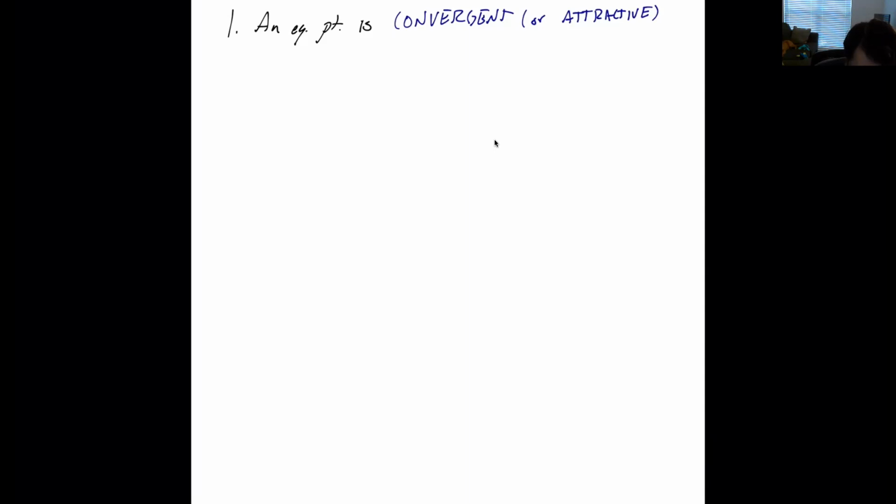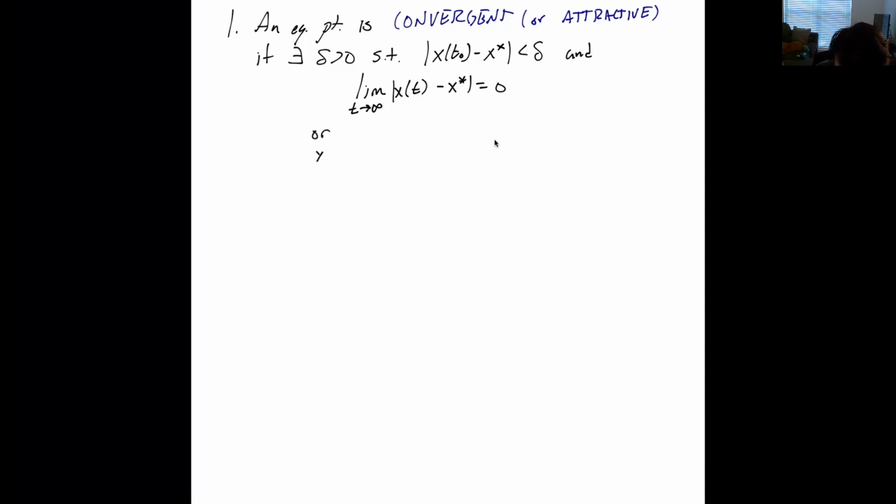If again we start the initial conditions nearby the equilibrium point, so if there exists this delta greater than 0, such that the difference between the initial condition and the equilibrium point is less than delta, and the limit as t goes to infinity of the solution x minus x star is equal to 0. Or equivalently, if the limit as t goes to infinity of x of t equals x star.